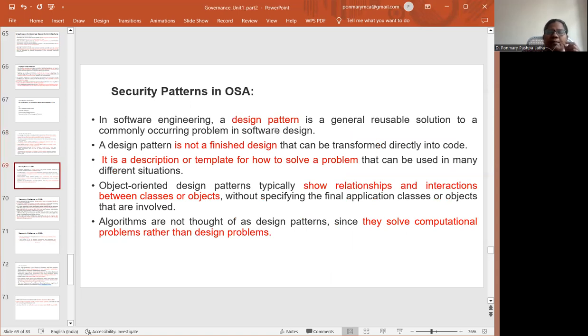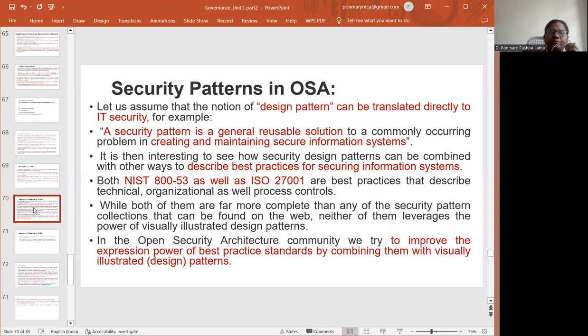A design pattern is actually just giving a design about the security. We are going to provide the template of how to solve the problem. For example, in the object oriented design patterns, we show the relationship and interaction between classes or objects, and how the security is maintained, so that you are just providing which classes have to be used and which objects have to be used. They solve computational problems rather than the design problem.